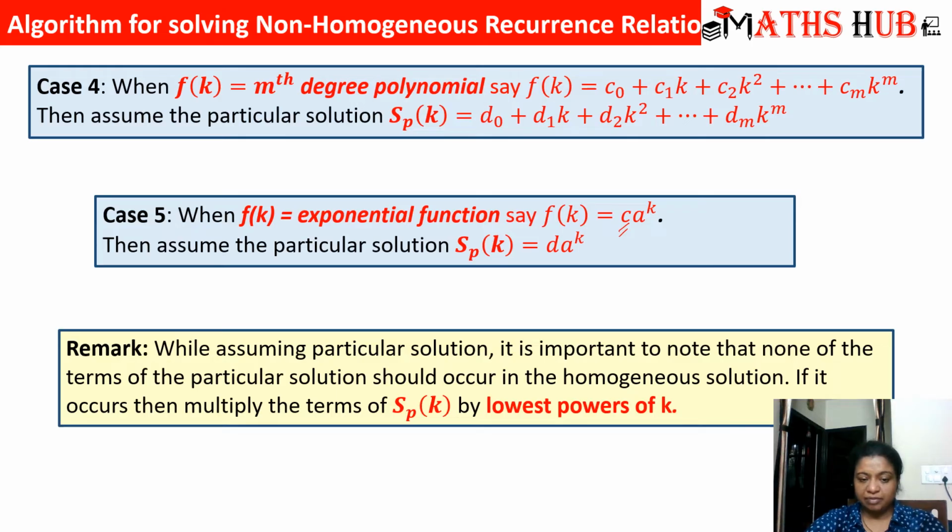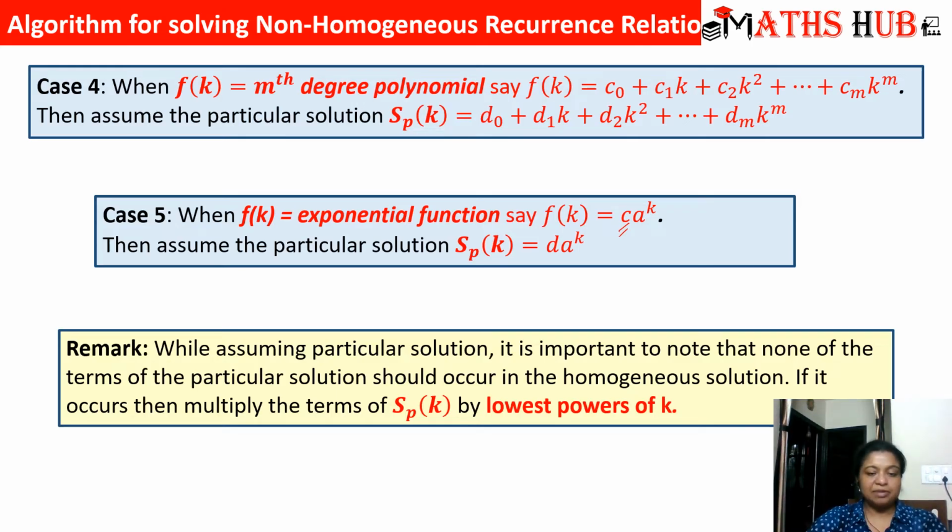Along with these five cases, one another important remark that you should keep in mind while making the trial solution is that none of the terms of the homogeneous solution should match with the particular solution, right? So that means none of the terms of the particular solution should be present in your homogeneous solution. If it is there, then we will start multiplying the trial solution by the lowest powers of k, and keep on multiplying with the lowest powers of k till the matching problem between the homogeneous and the particular solution is removed, right?